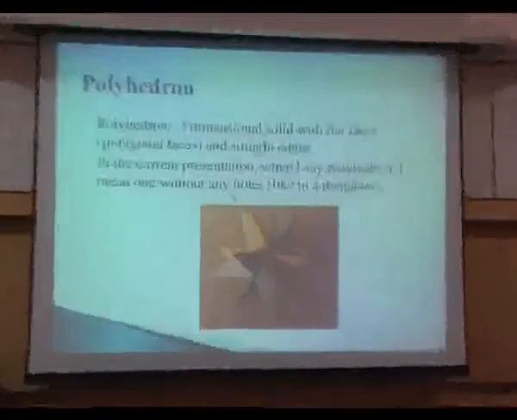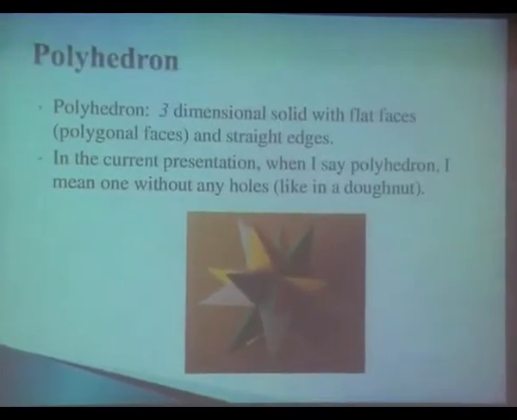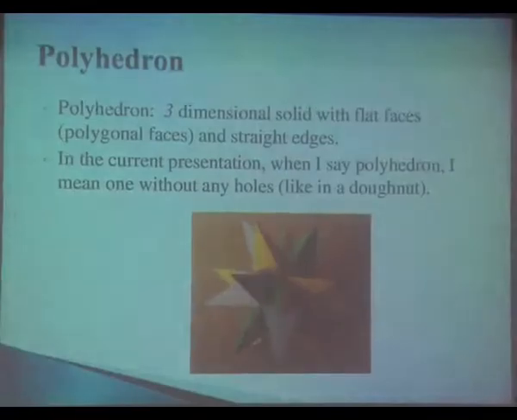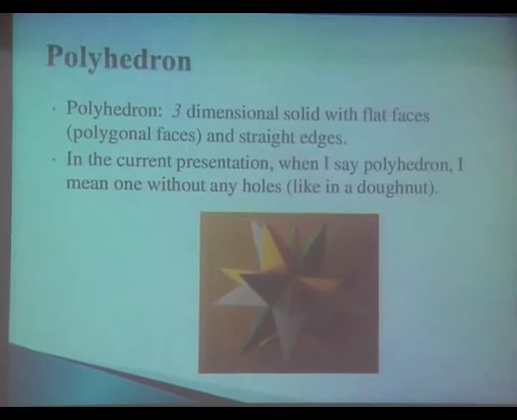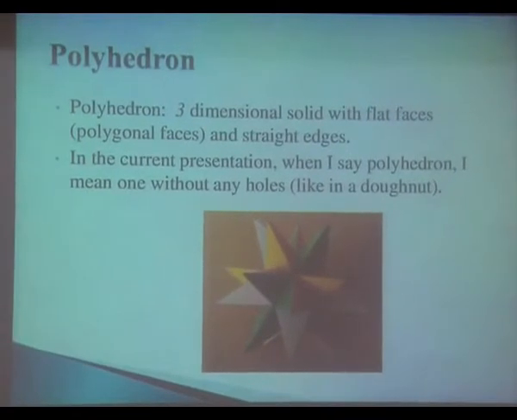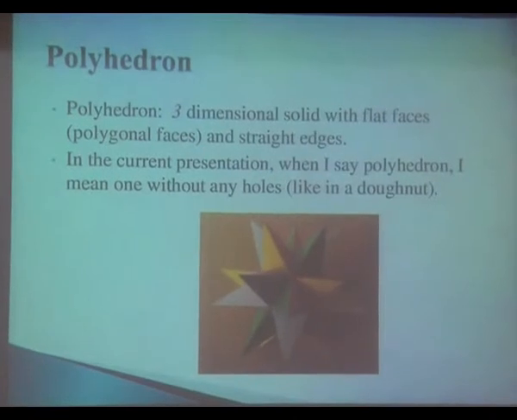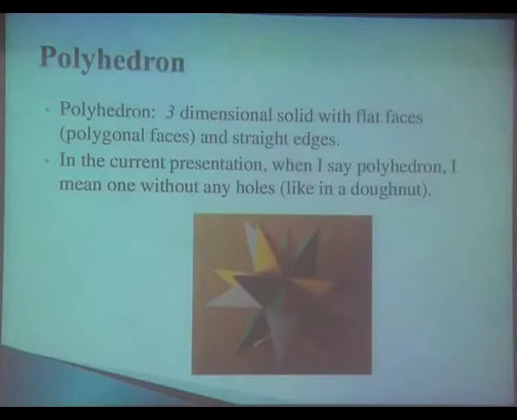What's a polyhedron? A polyhedron is simply a three-dimensional solid with flat faces and straight edges. I'm not talking about curved edges or curved surfaces. And every time I refer to a polyhedron in this talk, I'll be referring to one which has no holes in it, like in a donut. And this one here is one such example of a polyhedron. We'll come back to this. This is a special kind of a polyhedron.